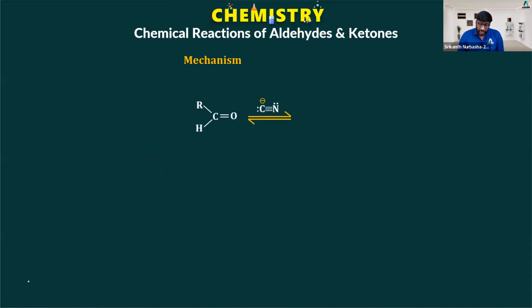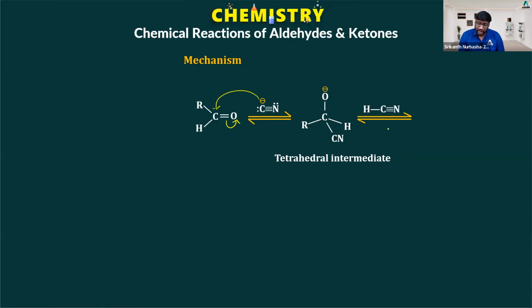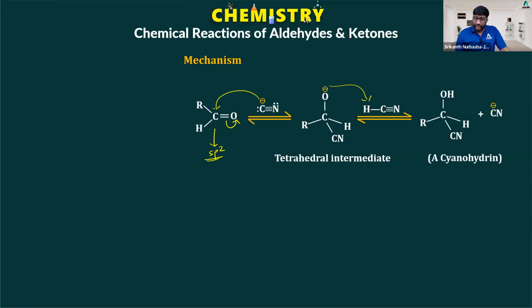The mechanism is the same as whatever I have discussed. Cyanide ion will react with the electrophilic carbon. As soon as it attacks, the pi electron density moves away. You get a tetrahedral intermediate. Initially the carbon is sp2, which is trigonal planar, but as soon as the nucleophile attacks, it becomes a tetrahedral intermediate. This tetrahedral intermediate, which has O minus, picks up the proton, which leads to the formation of the cyanohydrin and CN minus.